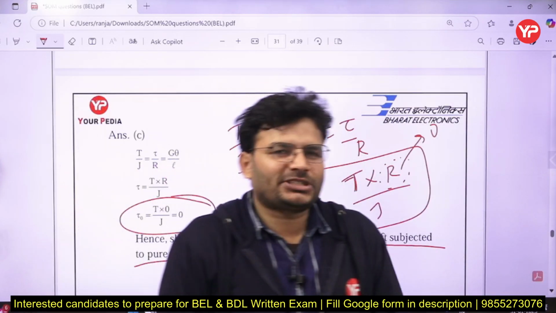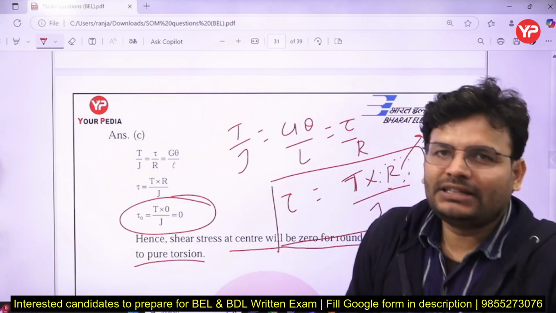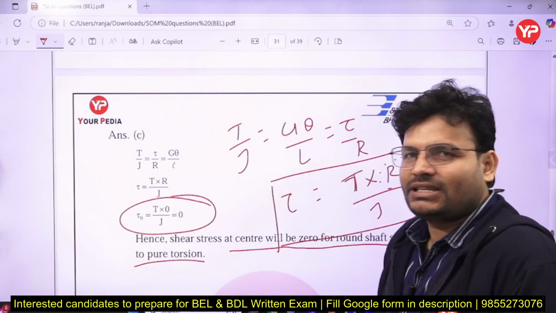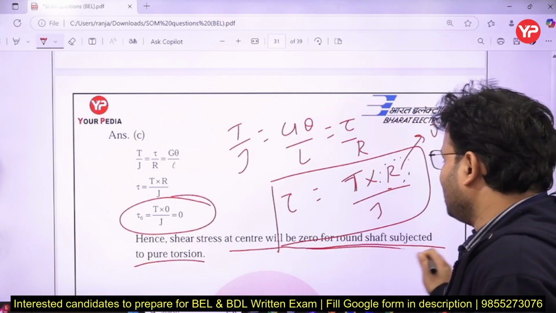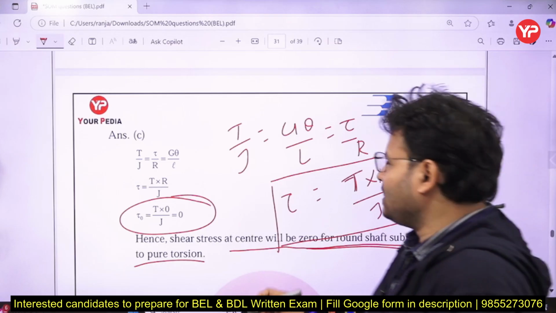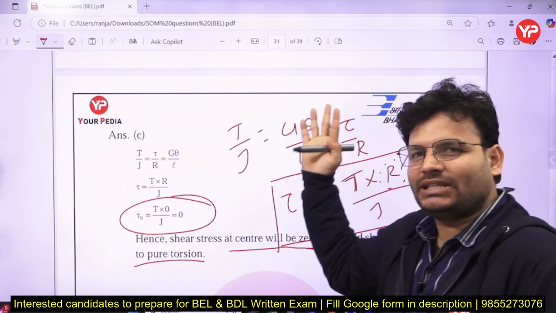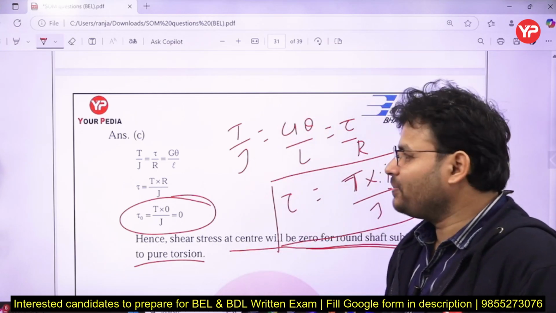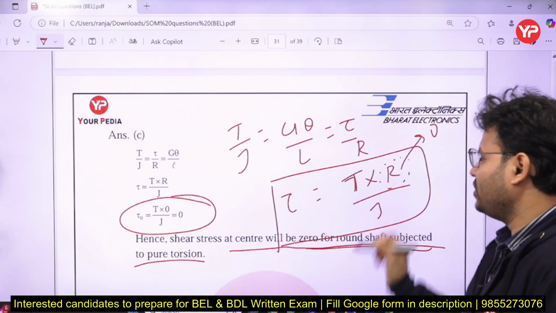Whenever a solid shaft is subjected to pure torsion, there is no shear stress at what, my dear friends? At the center. It will be 0 at the center and maximum at the surface. That point you have to keep in mind. Tau equals TR upon J.